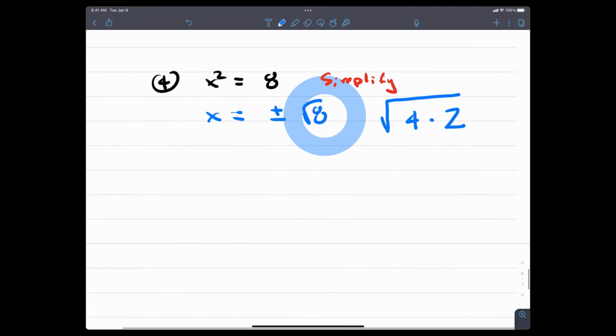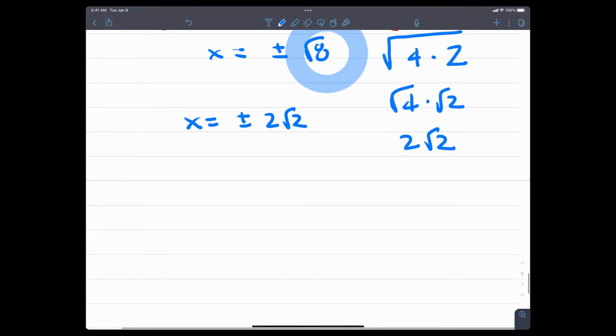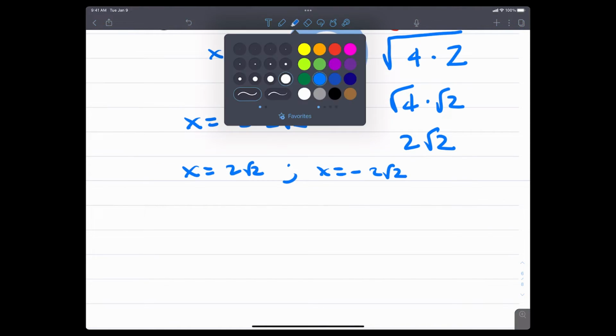So then you use the product rule. So you have the square root of 4 times the square root of 2. What's the square root of 4? It's 2 times the square root of 2. So X will now be plus or minus 2 times the square root of what? 2. So what's the first answer? 2 square root of 2. What's the second answer? Negative 2 square root of 2. Here are your solutions.